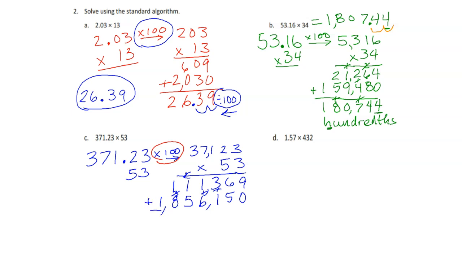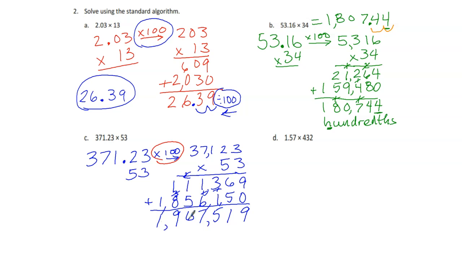Do our addition. 9 ones, 11 tens, 5 hundredths, 7,000, 6 10,000, 9 100,000, and 1 million.